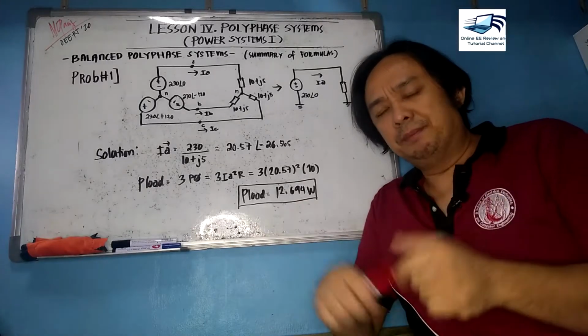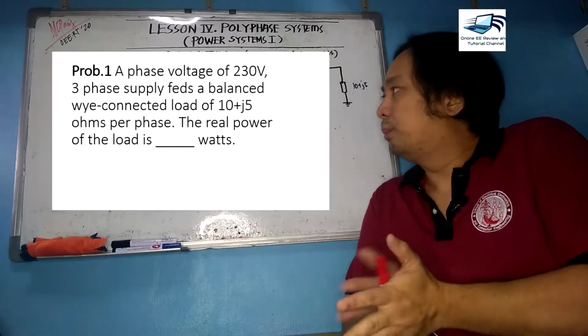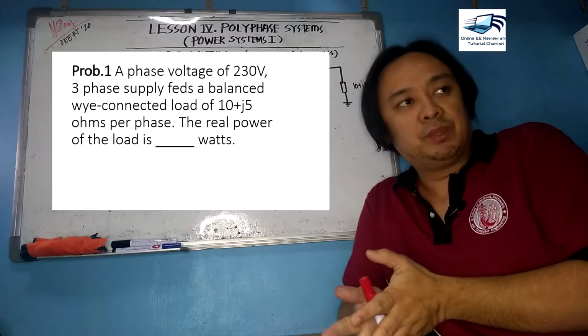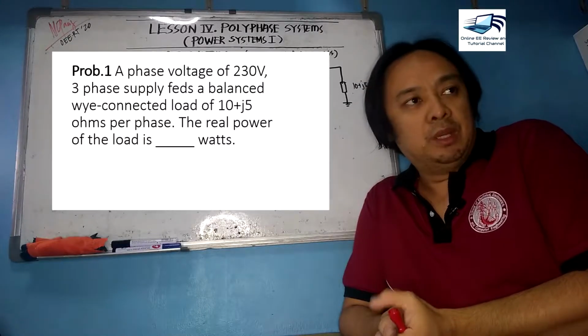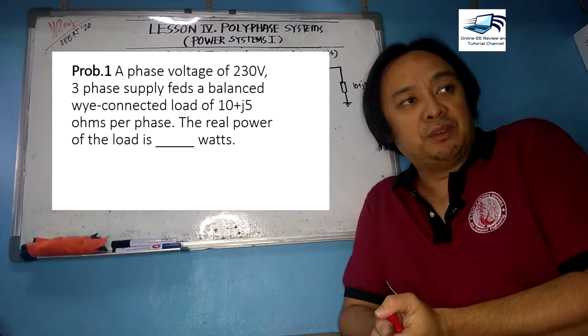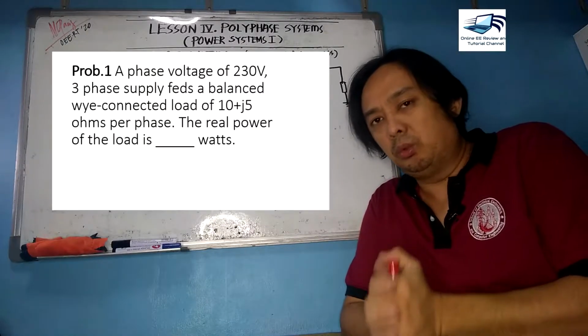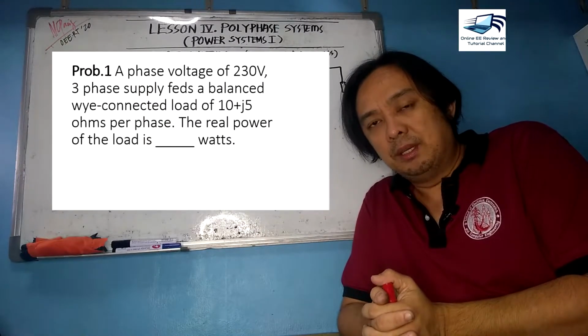Okay, let us read the problem first. So this is a very good problem. A phase voltage of 230 volts, three-phase supply, feeds a balanced Y-connected load, which has a value of 10 plus j5 ohms per phase. We need to get the real power of the system in watts.